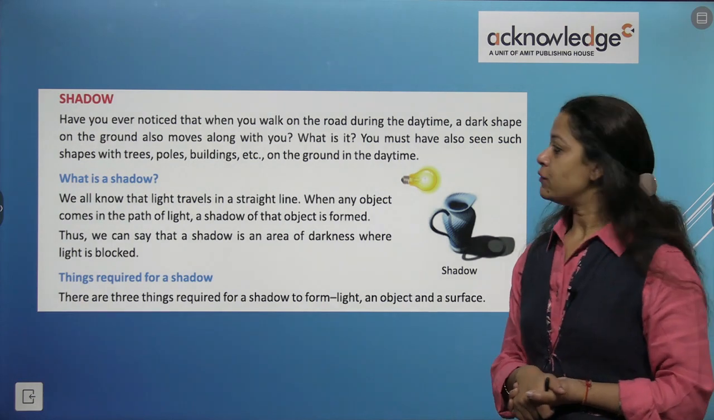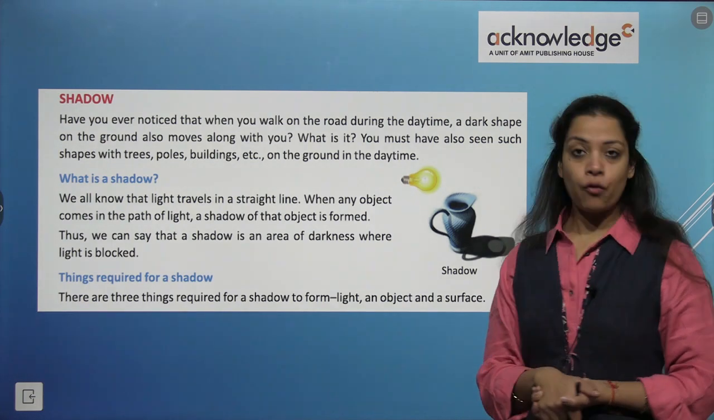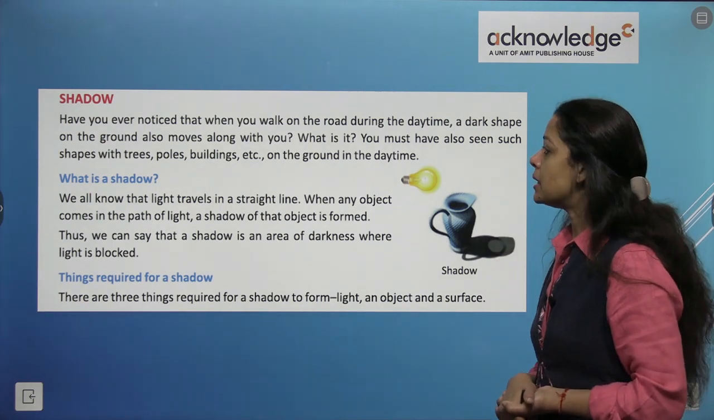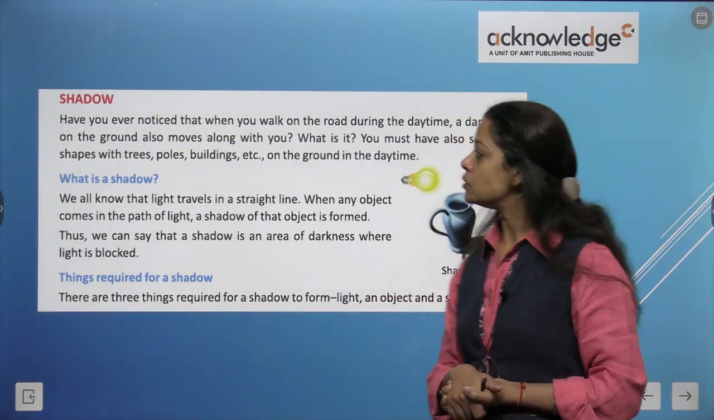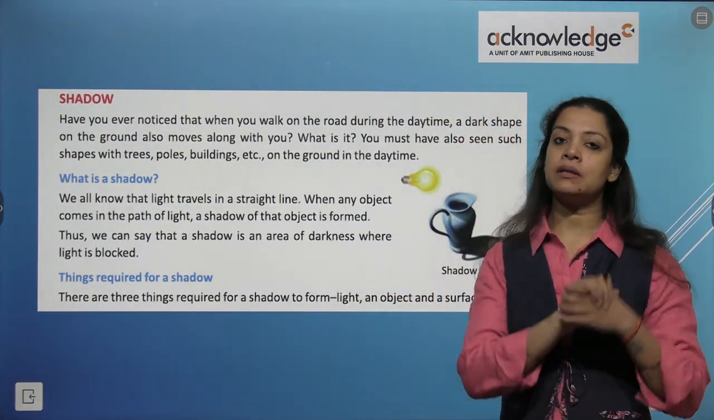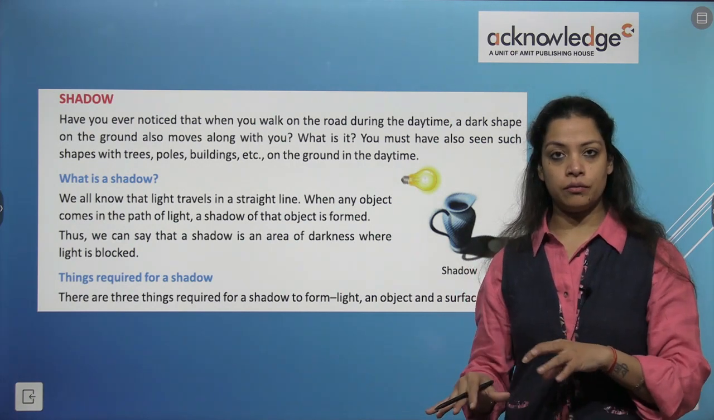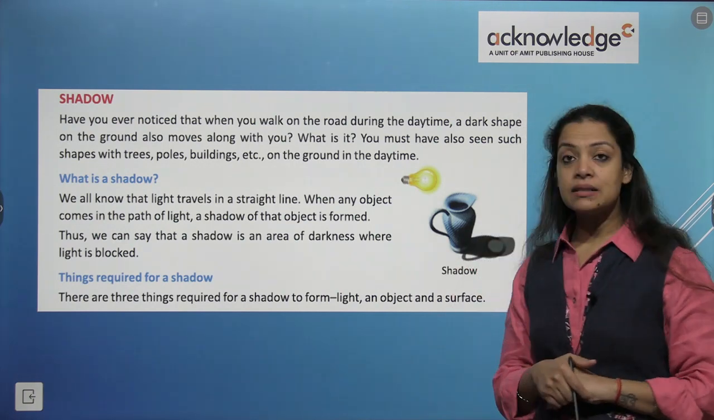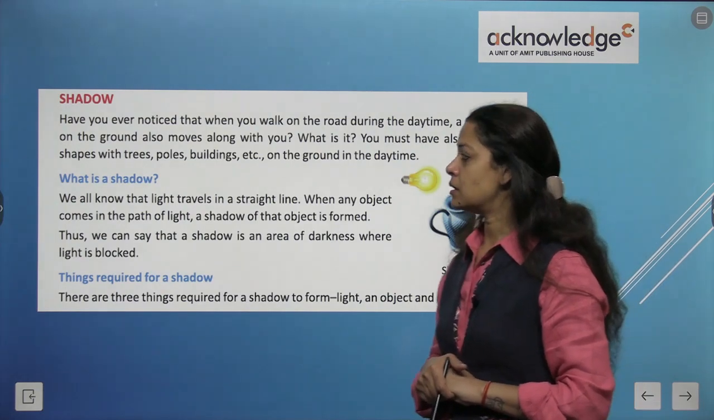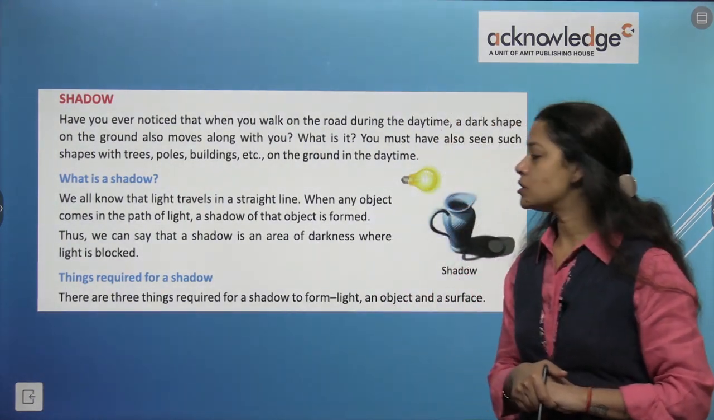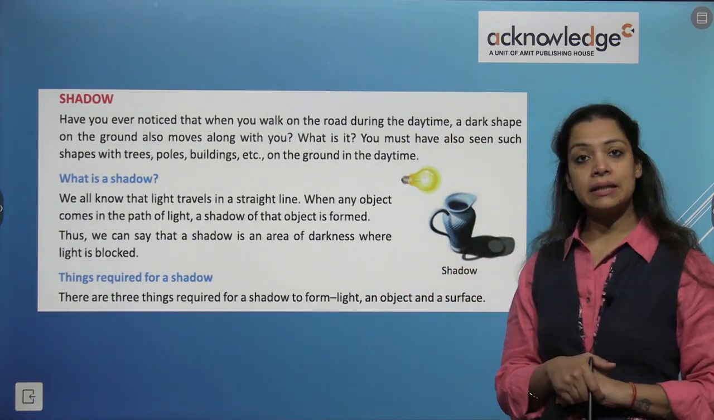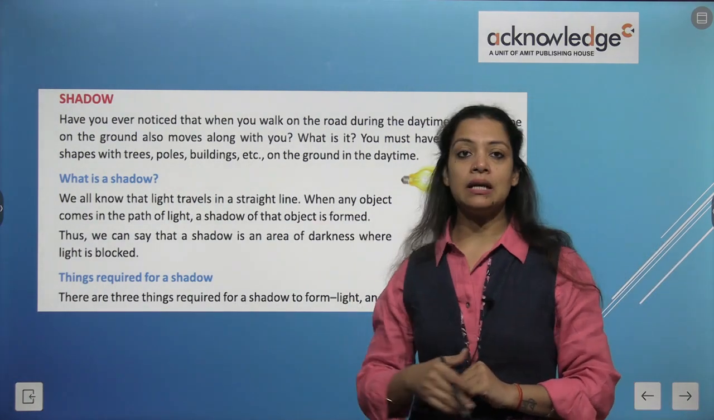Now shadow, have you ever noticed that when you walk on the road during daytime, a dark shape on the ground also moves along with you? आप जब direct sunlight के नीचे चलते हैं, so shadow walks along with us. And what is it? You must have also seen such shapes with trees, poles, buildings, and on the ground in the daytime. So that is basically a shadow.